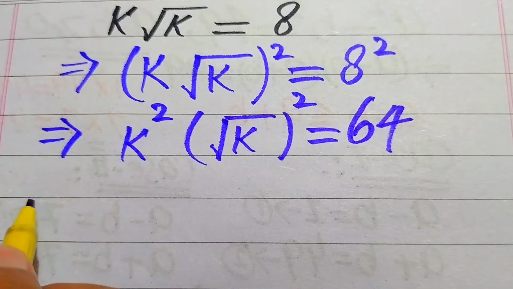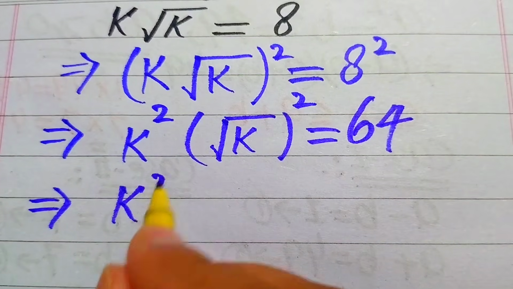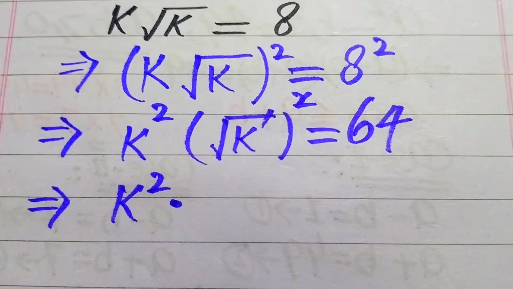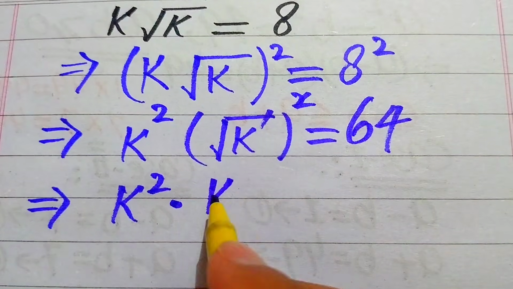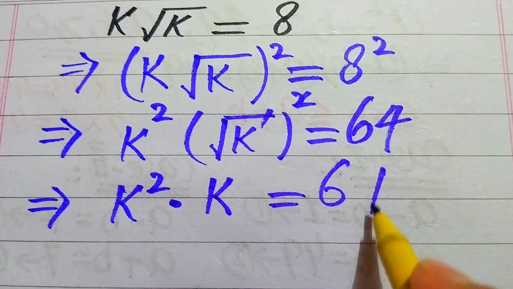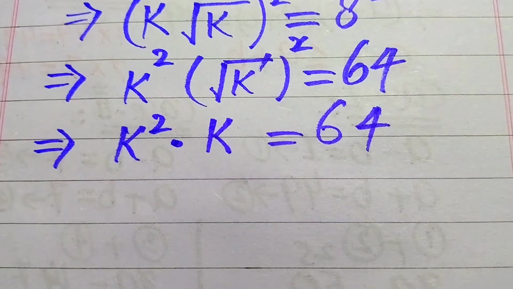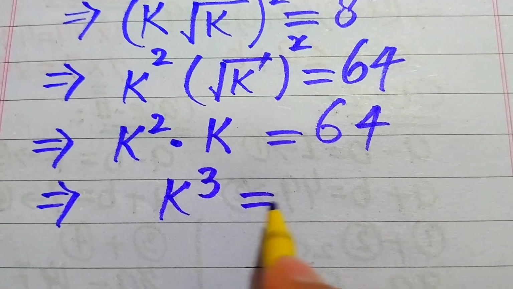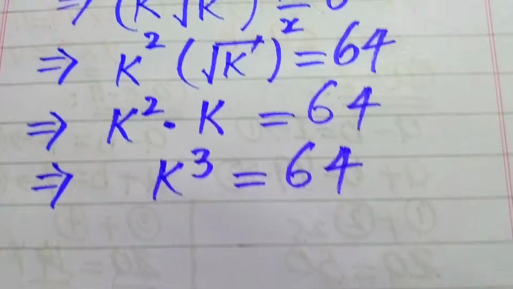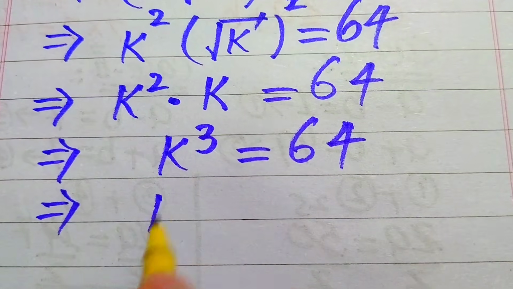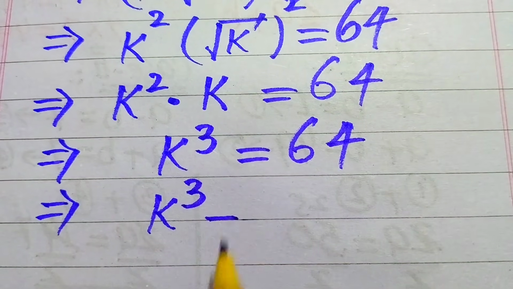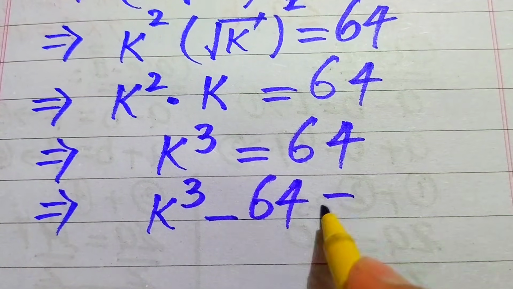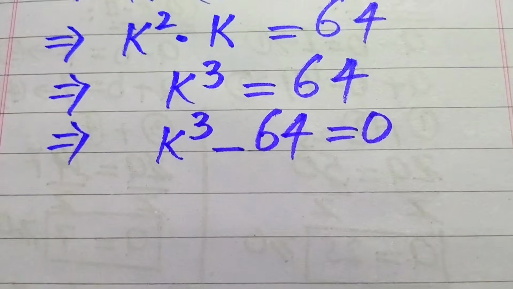In the next step we have k square times, this 2 and this square root are gone, and we get k only, and this is equal to 64. So we multiply k square with k, and we get k cubed equals 64. Now we move the term 64 from the right hand side to the left hand side, and this becomes k cubed minus 64, and this whole equation is equal to 0.